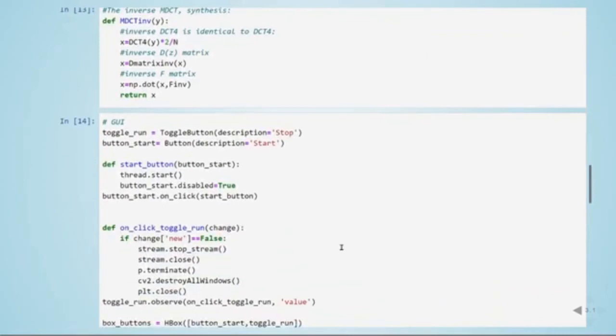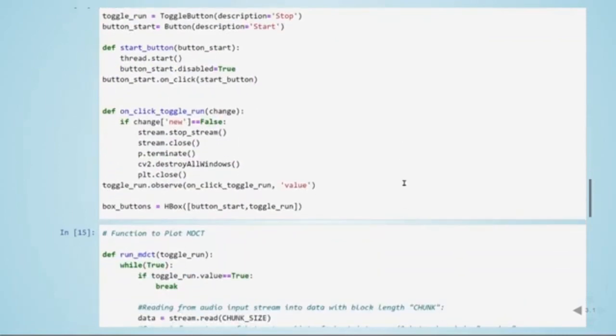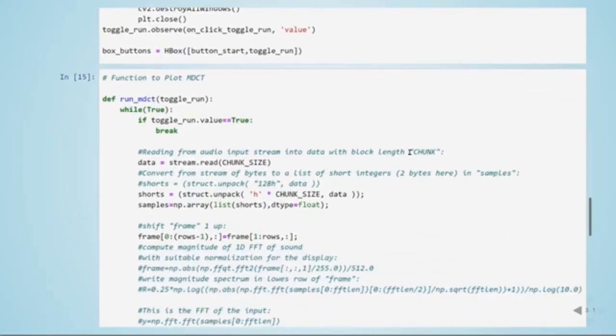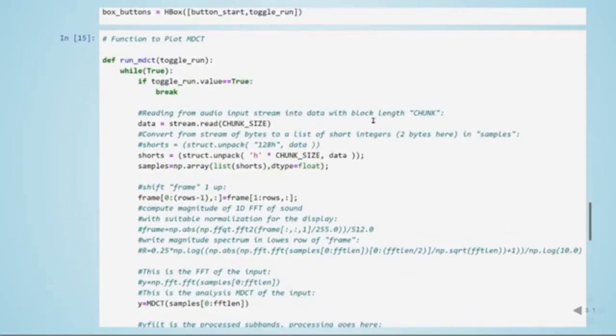Here I'm just defining a GUI so we can control our spectrogram start and stop. I'm running on a separate thread so we can have PyAudio working with audio, OpenCV working with image, and we can still access our buttons. So here is the function to plot the DCT.